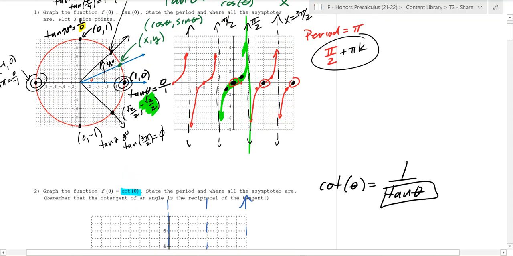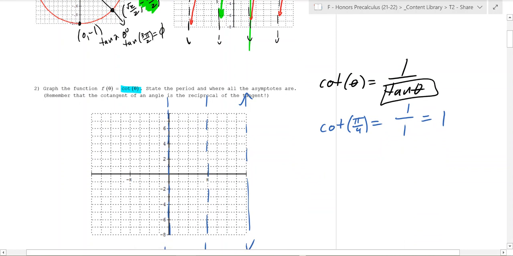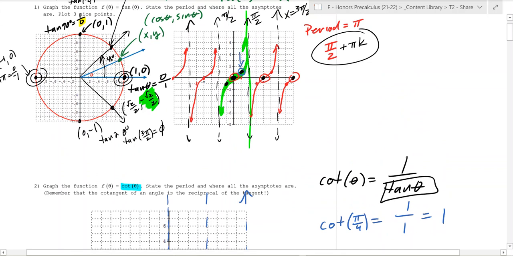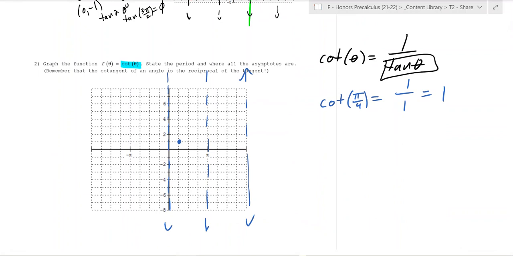We also know they're going to share certain points. So for example, tangent of 45 degrees is 1. So cotangent of 45 degrees, which is pi over 4, we know is 1 over 1, which is 1. So pi over 4 is right here. So it's actually going to be just like that. That one point stays the same. That's this point, the point in blue right there. And then we can get the x-intercepts of cotangent.